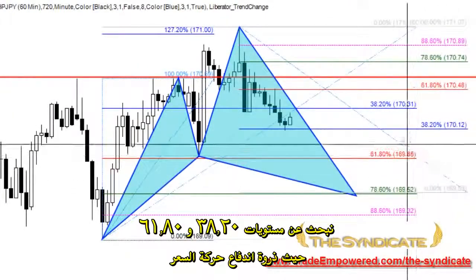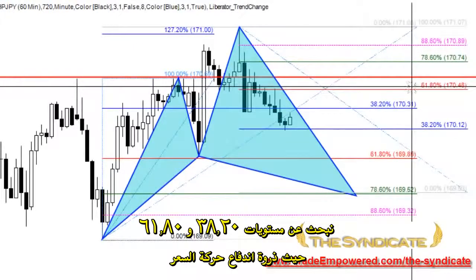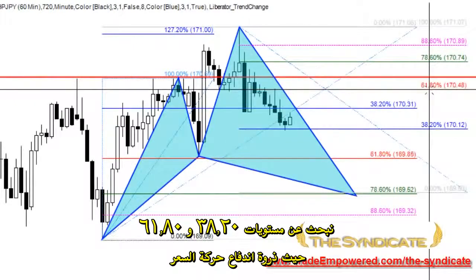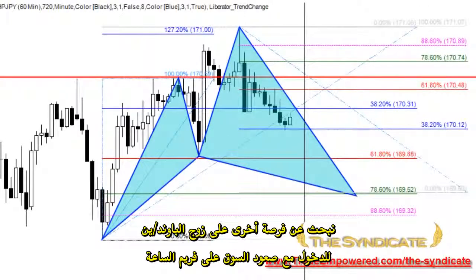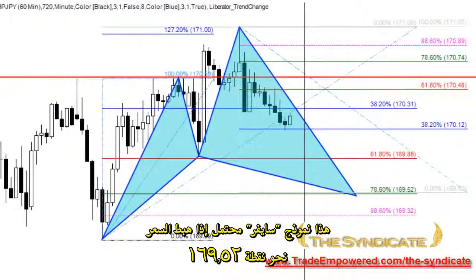Yep, taking it up to 3D2 and 618, which is going to come right at the tip of that structure level. So looking for another opportunity on pound yen to get involved in a bullish move here on the 60-minute chart. Again, it's a potential cipher pattern completion if we push down to the 169.52s.